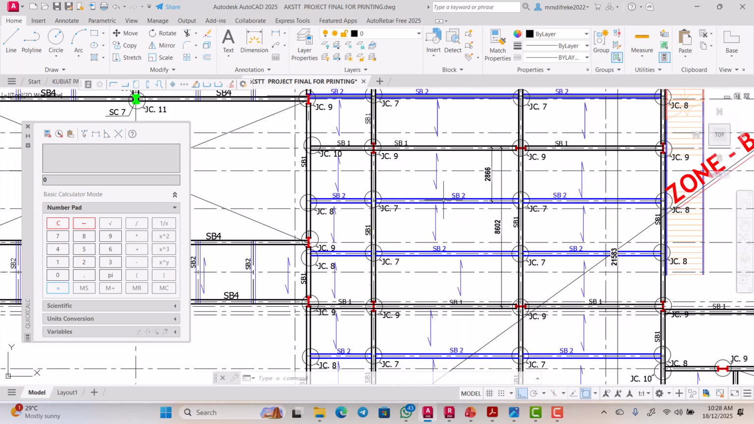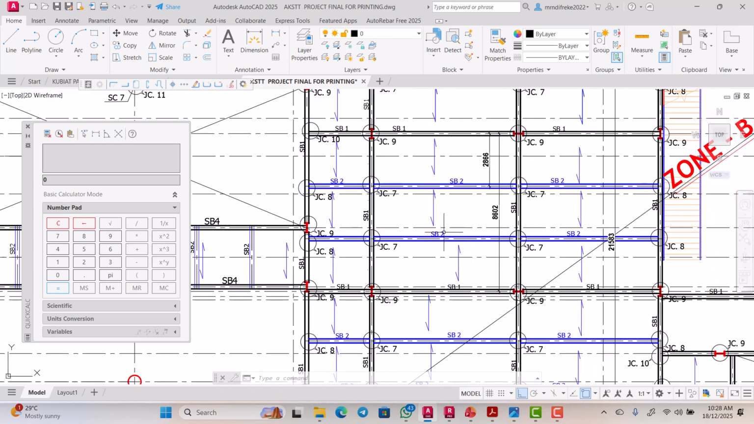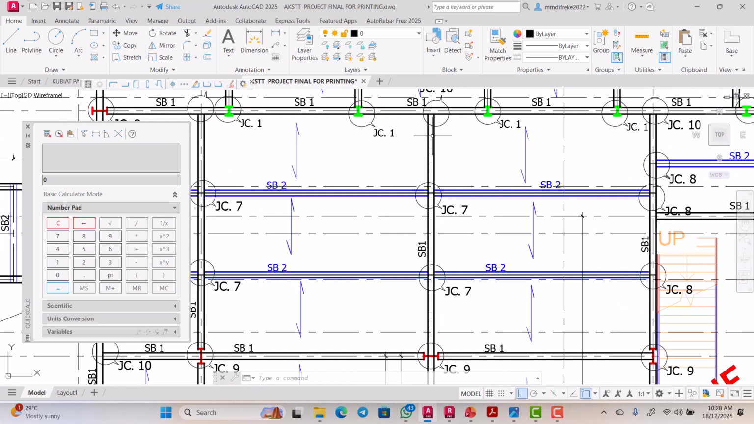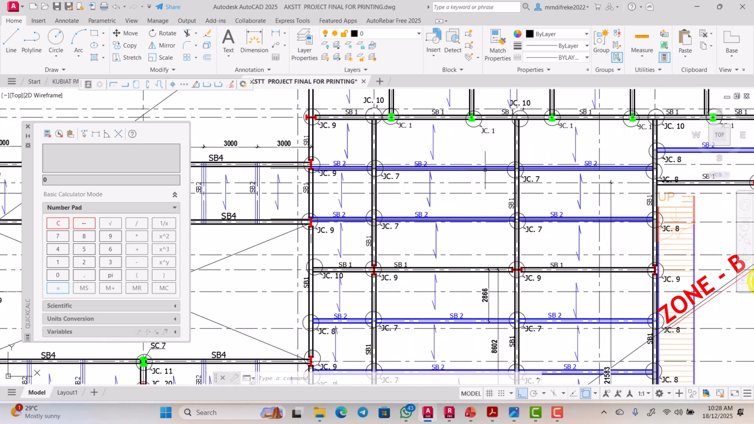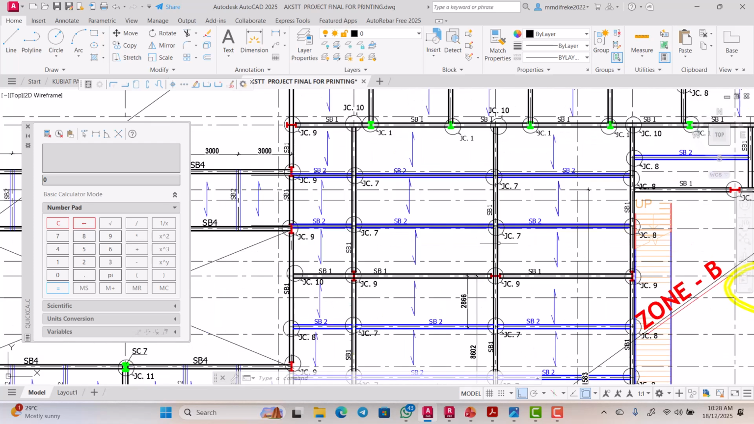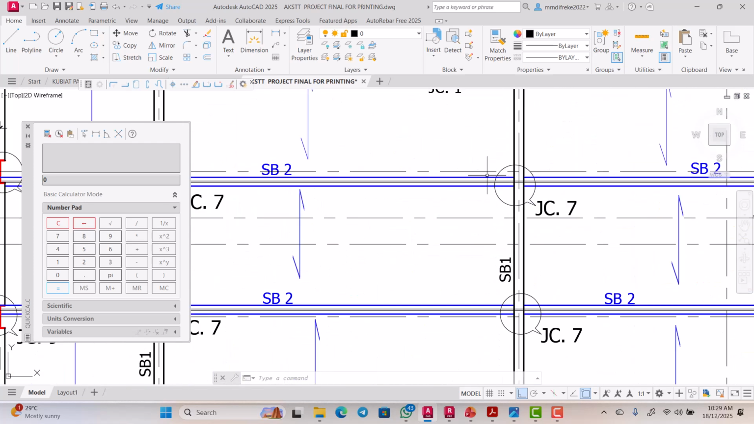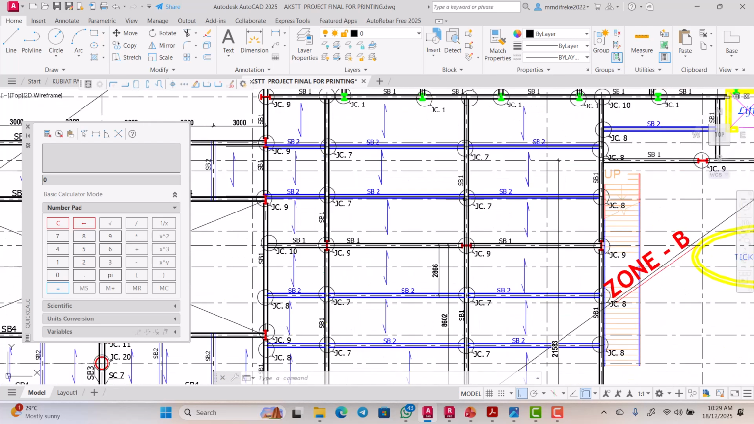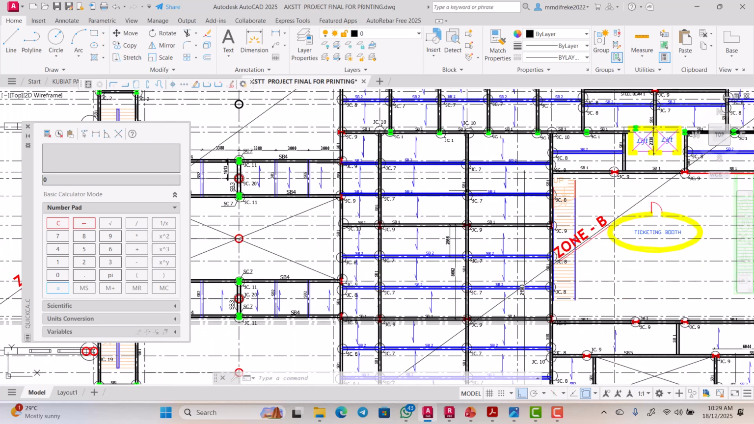This is an example of a secondary beam. So these are secondary beams. But when you look at this, these are primary beams. Now, why is it a primary beam? Because this very beam here carries the point load from the secondary beam. So this is a primary beam, which we can also call an unrestrained beam.